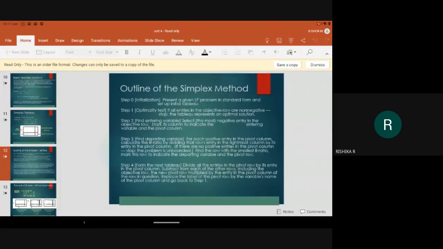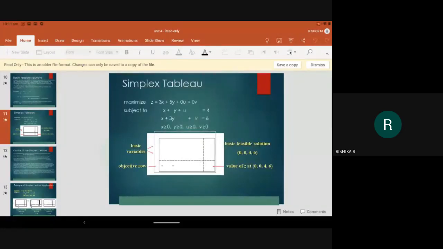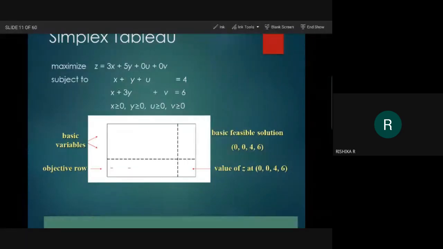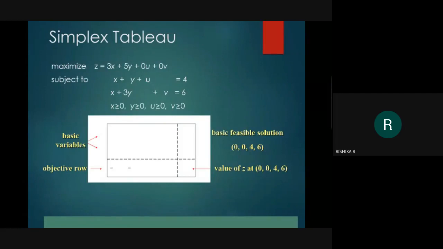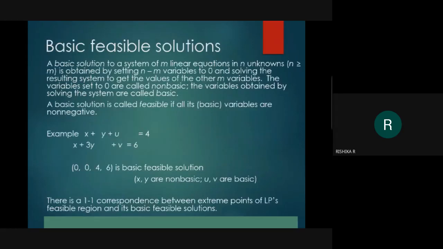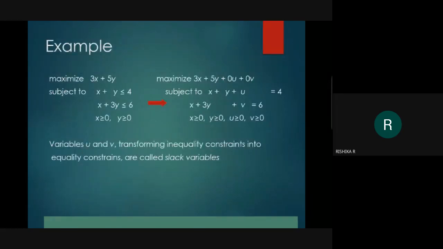Now we'll solve the problem part. Actually, now we have converted. What is the problem given to us? This is the problem given to us. Maximize 3x plus 5y, x plus y less than or equal to 4, x plus 3y less than or equal to 6, x greater than or equal to 0, y greater than or equal to 0. This is the problem given to us.